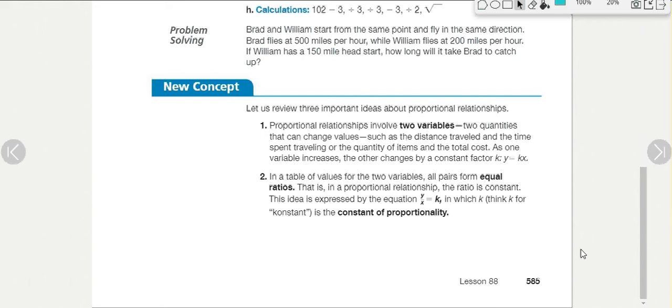2. In a table of values for the two variables, y and x, all pairs must form equal ratios. That is, in a proportional relationship, the ratio stays constant. This idea is expressed by the equation y divided by x will always be k. So they rearrange the direct variation equation from number 1. To remember what k stands for, the constant of proportionality, think of spelling constant with a k, like it says there.